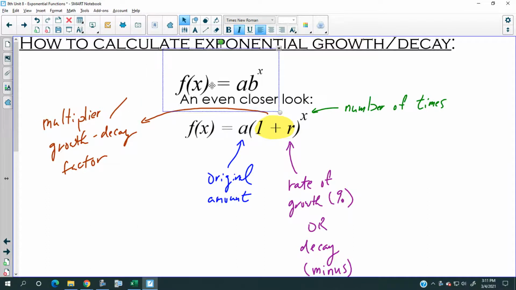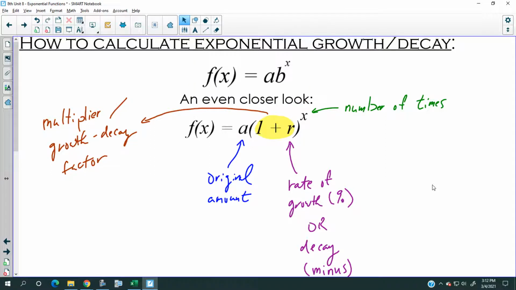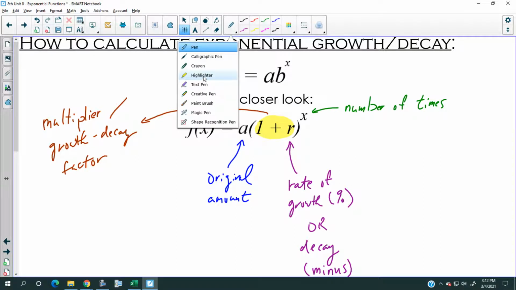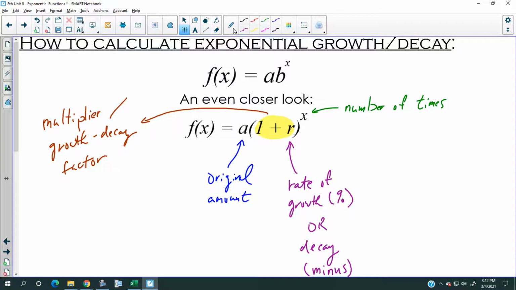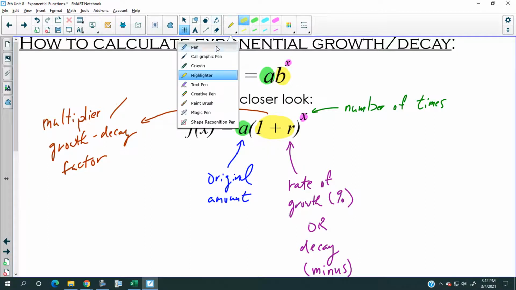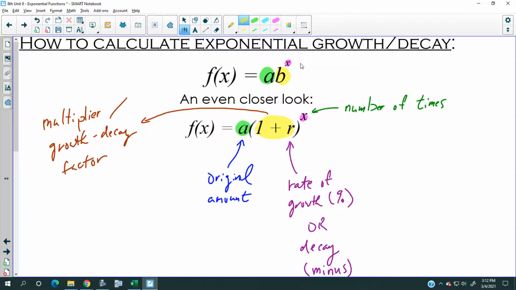So here, this is the equation from yesterday. Technically, it's the same equation, but it's become more refined. What do I mean by that? One of the first things I want you to notice is the similarities and differences between the two equations. The a is still a. The exponent right here is still x. Nothing changed. So what's the only thing that changed? Yeah, the b, which is the multiplier.